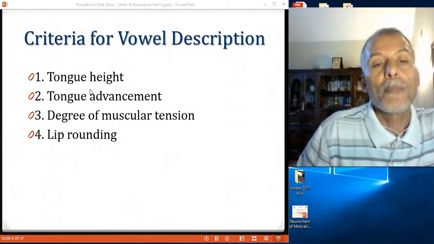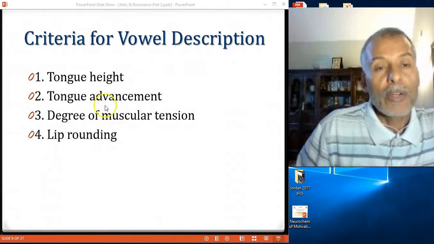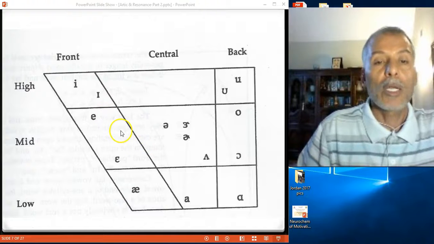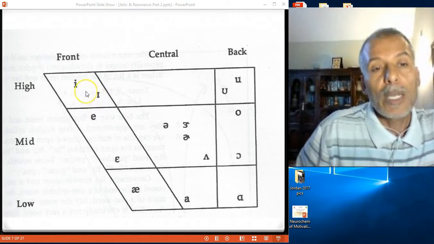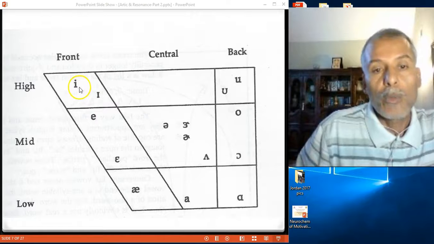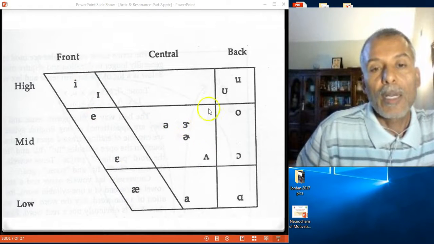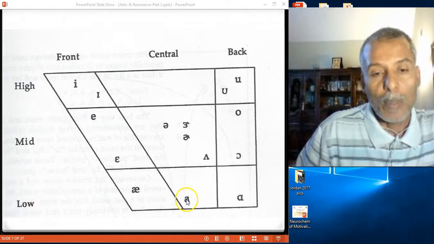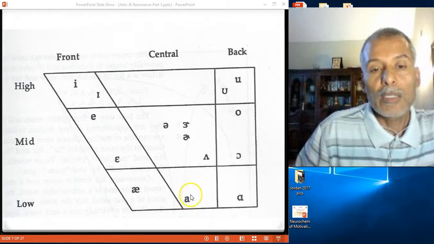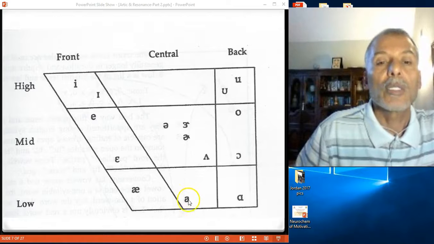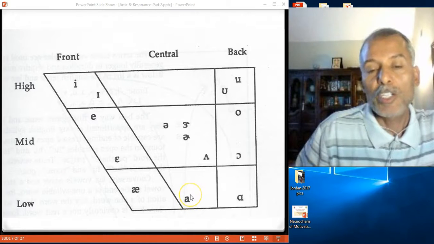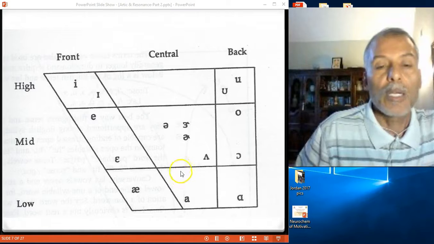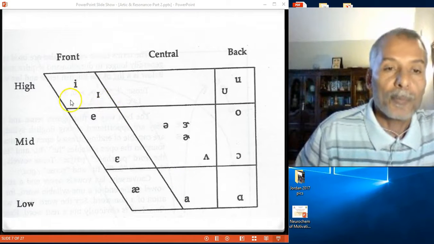So these are the four criteria that we use to describe all English vowels. In the English language, especially American Standard English, we have 1, 2, 3, 4, 5, 6, 7, 8, 9, 10, 11, 12, 13, 14 vowels. This one in the bottom, which is low center, is not a common American sound. It is still produced by British speakers, but not necessarily by American speakers that much.